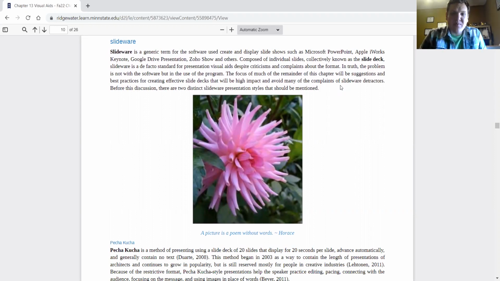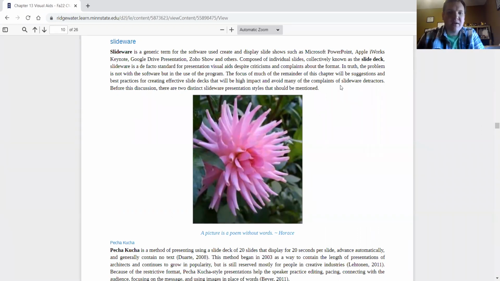So here's slideware, which is just a generic term for PowerPoints. There's PowerPoint, Apple iWork Keynote, Google Drive presentation, Zoho Show, and others. So it's just creating a slide deck. I call them slide deck presentations. I don't hear the term slideware used commonly, so I just say slide decks. But slideware could also be something like Prezi, where it's not necessarily a deck of slides, but one map that moves around different spots of the screen. If you've used Prezi before, it's cool. It has a lot of good tricks to it, and I've used it before.